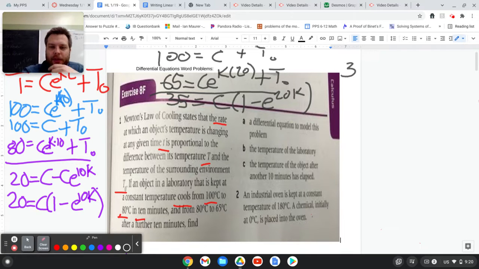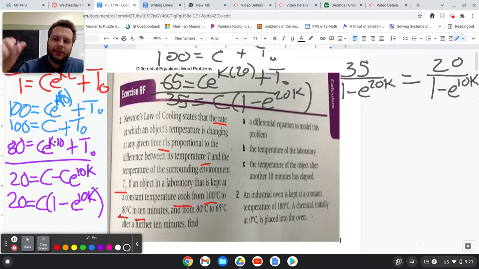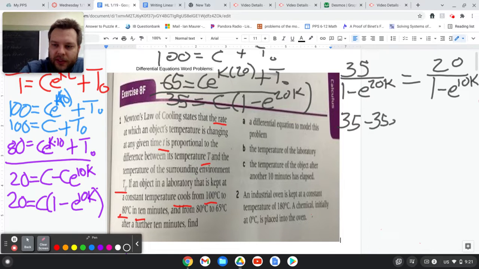So I have 35 divided by 1 minus e to the 20k. That's from the black equation. And then from the purple equation, I have 20 divided by 1 minus e to the 10k. And now I've got it down finally to just one unknown, the k value. So let's cross multiply and see what we get. So we have 35 minus 35e to the 10k equals 20 minus 20e to the 20k.